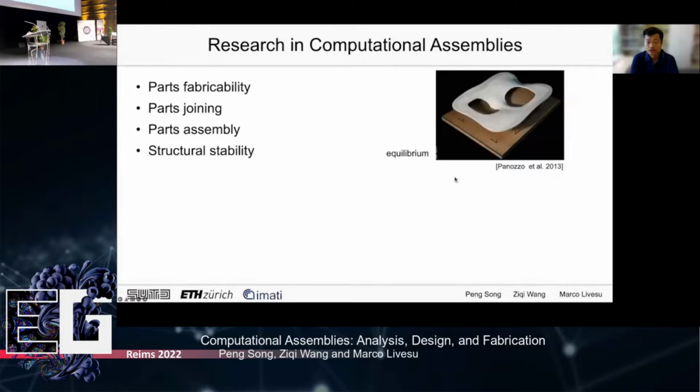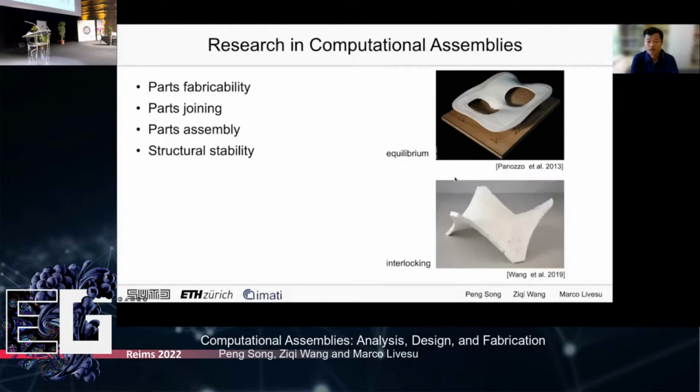In general, an assembly has to be structurally stable for practical usage. One interesting research problem is to design structurally stable assemblies with reversible joints, such as self-supporting structures with planar contacts shown here. Such assemblies can be in equilibrium under a specific external force, such as gravity. They can also be interlocking to bear external forces from arbitrary directions.